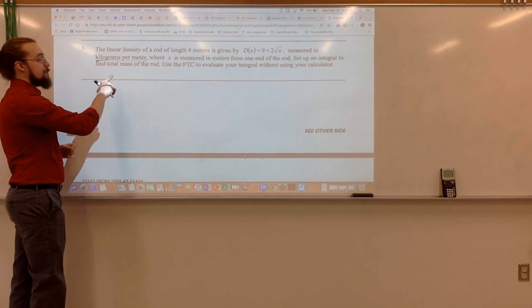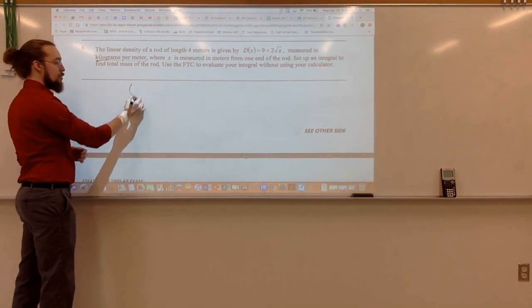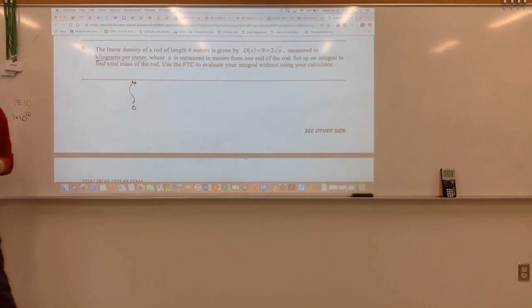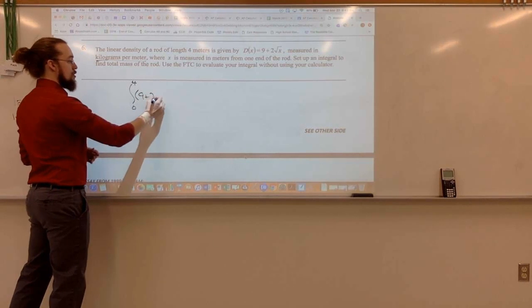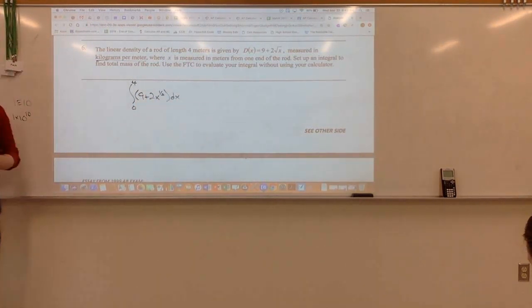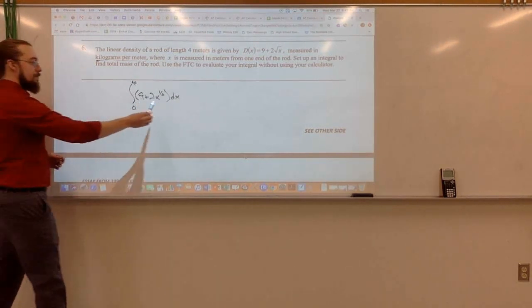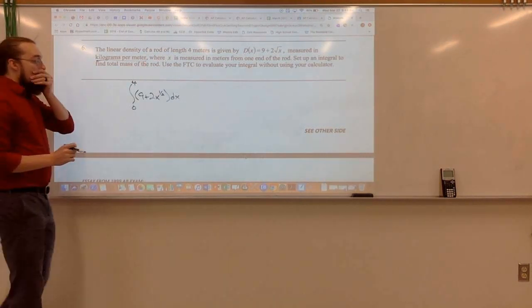This is a 4 meter long rod, so I'm going to be integrating from 0 meters to 4 meters of my density function, 9 plus 2 times the square root of x. Make sure when you're setting up your integral, you have dx on there. This one does say to do by hand. You do this without the calculator.